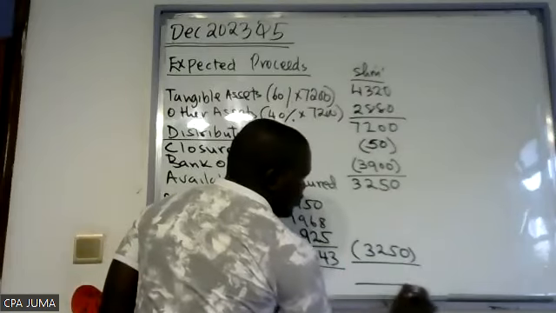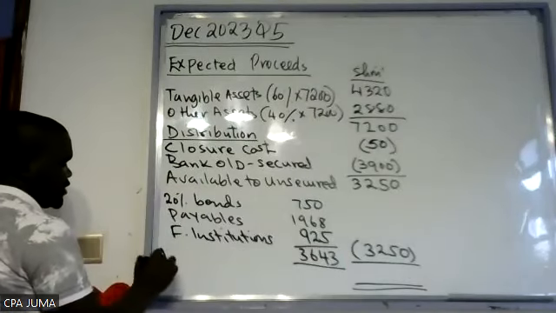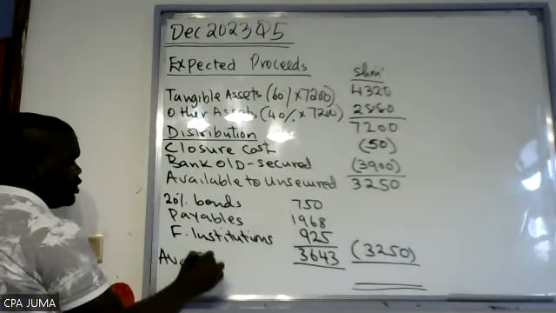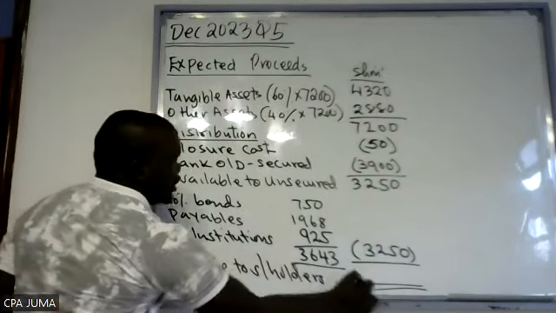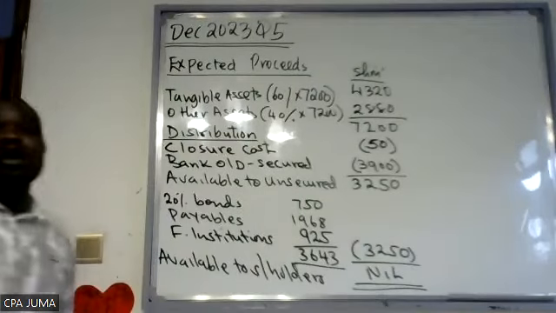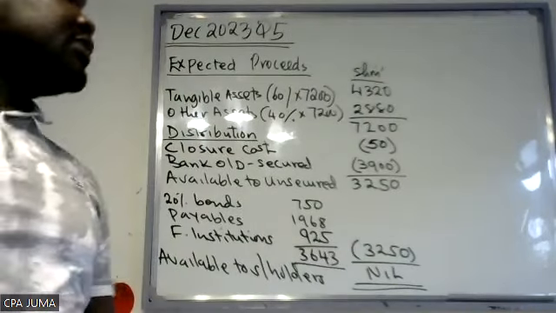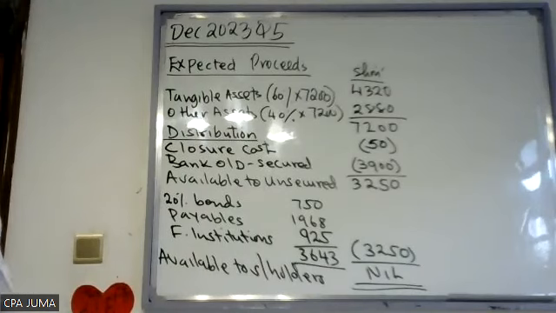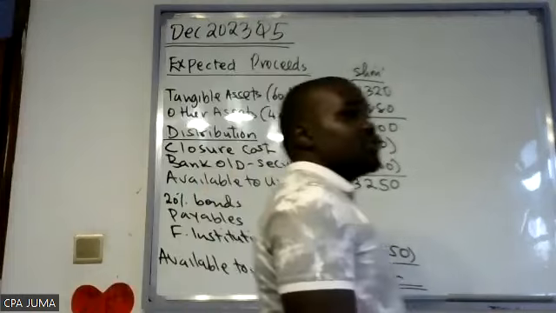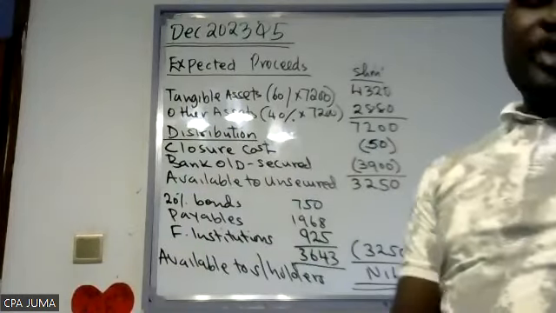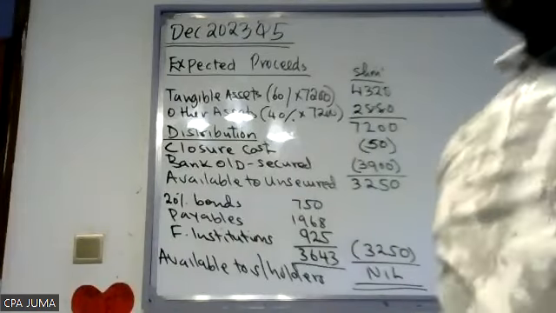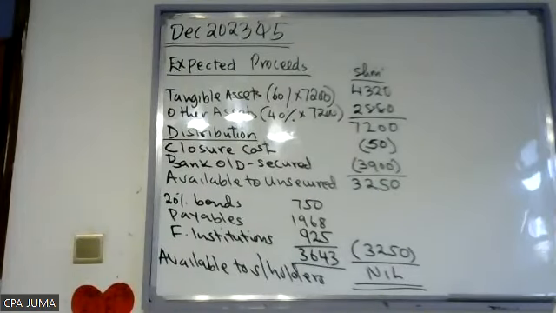Therefore, available to shareholders is nil. There is nothing. So that is the first step. Just knowing how to distribute that is a plus.